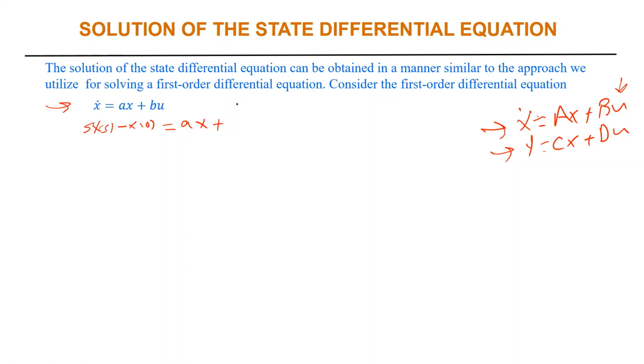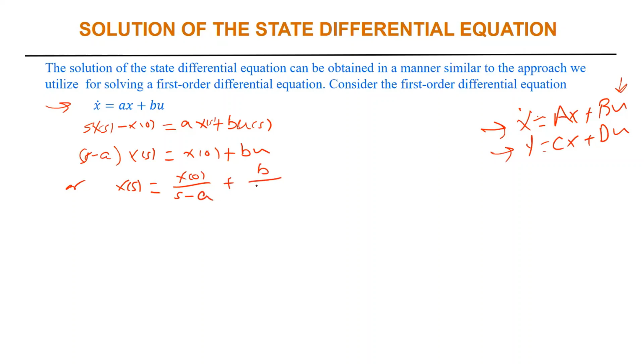Plus B, of course, U(s). Now I can solve for x, so I will have (s minus A) X(s) equal to x of 0 plus BU, or X(s) equal to x of 0 over s minus A plus B over s minus A, U(s).